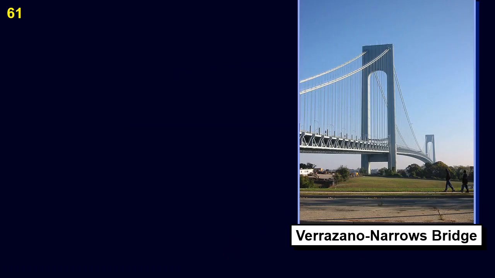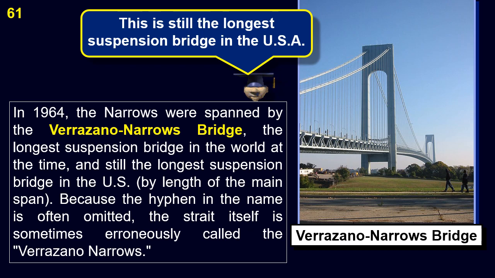In 1964, the Narrows were spanned by the Verrazzano-Narrows Bridge, the longest suspension bridge in the world at the time, and still the longest suspension bridge in the U.S., by length of the main span. Because the hyphen in the name is often omitted, the strait itself is sometimes erroneously called the Verrazzano Narrows.